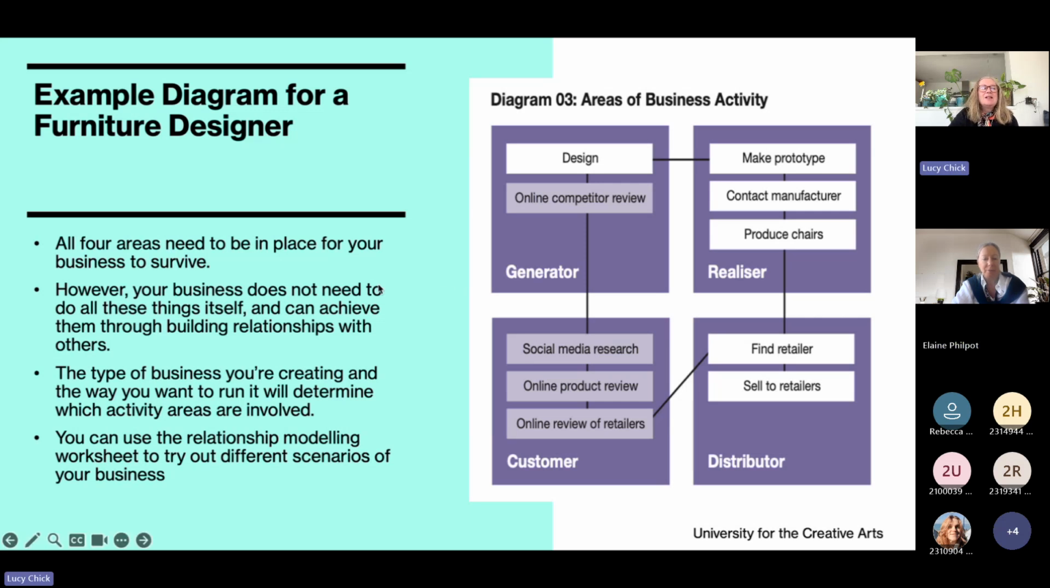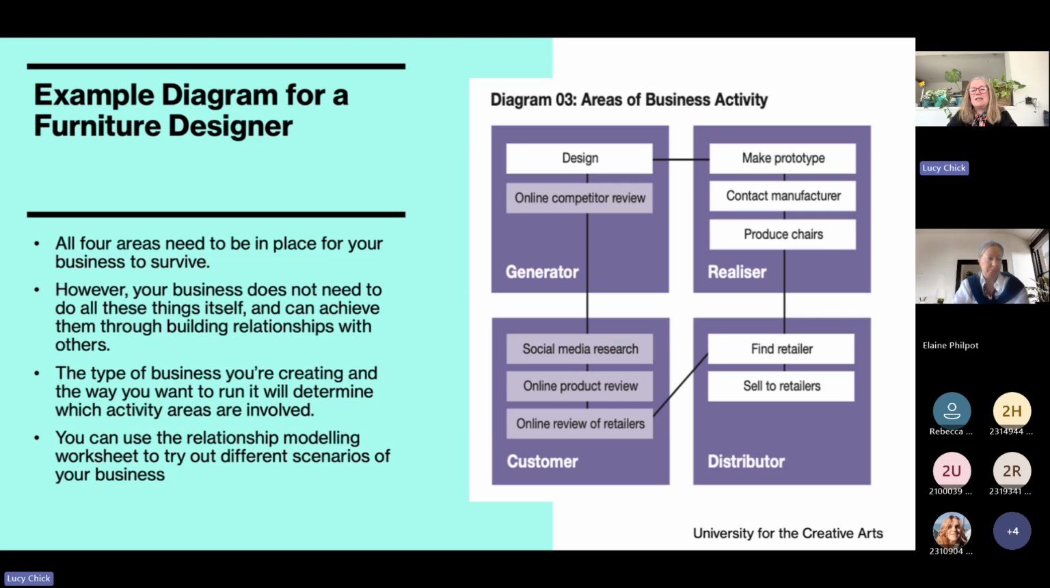Thanks, Elaine. Yeah. So all four areas of your business need to be in place to help it survive. But you don't need to do them all yourself, as we've been talking about. The likelihood is you might do three of them at least at the beginning, but as your business grows, you want to expand them. And the business that you're doing and how you want to run it determines which activities are involved.